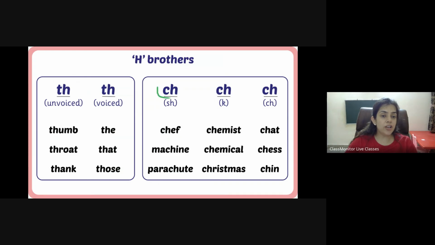Anupama, when CH comes together, it gives you two sounds. One is sh, and at times it gives you k, and at times it gives you the sound ch. The word like chef. What is the sound of CH here? It is sh, right? In the word like chemist, what is the sound of CH? K. And in the word like chat, what is the sound of CH? Ch. Yes.